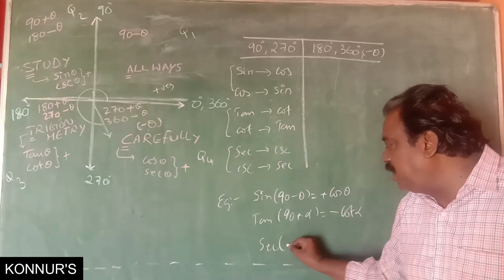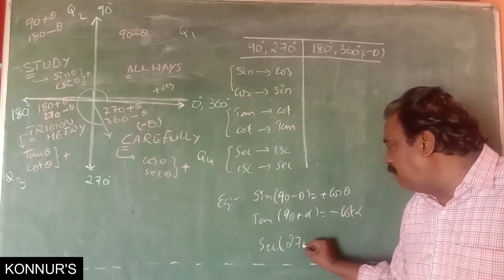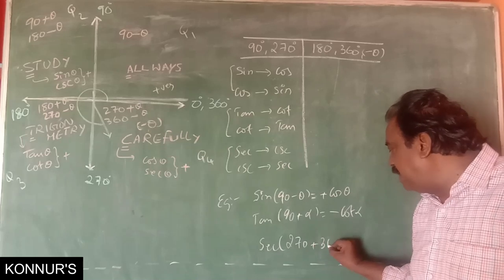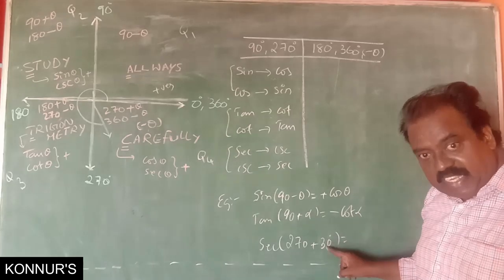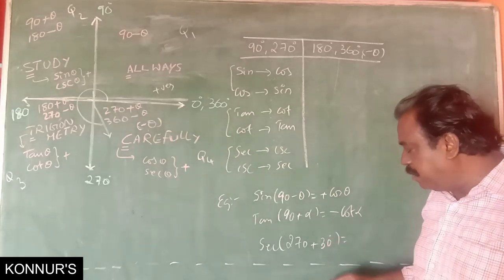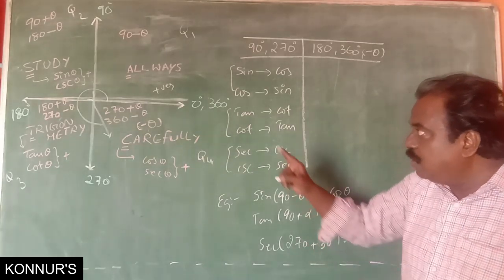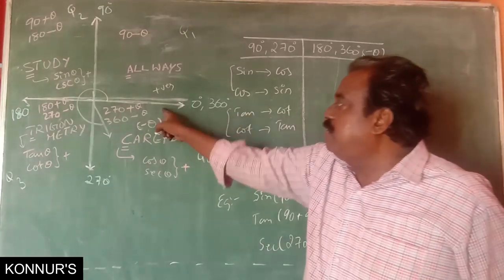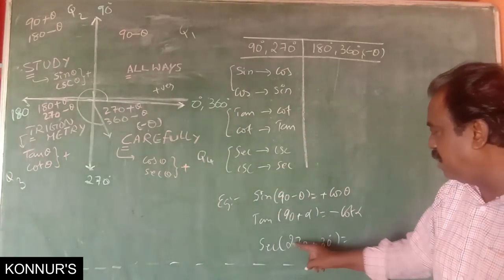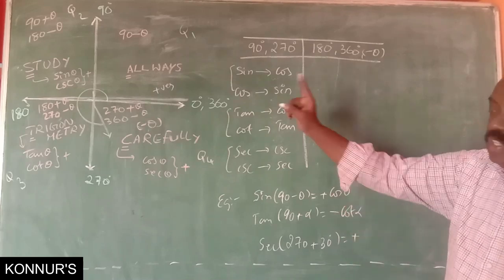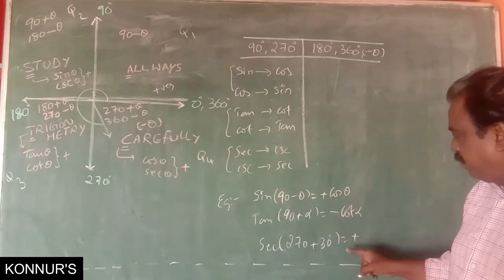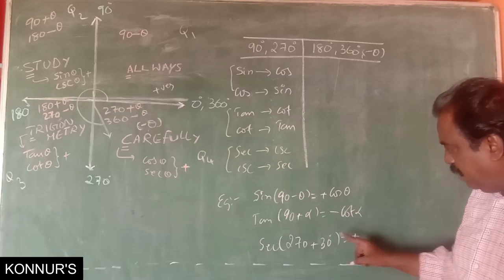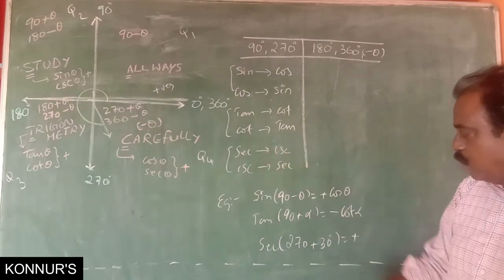Suppose secant of 270 plus 30 degrees is there. Whatever it is, 270 plus theta, A, alpha, beta, whatever. 270 plus is in the fourth quadrant, and in the fourth quadrant secant is positive. So that gives the sign first. Sign means positive or negative. It is positive, because it is in the fourth quadrant.